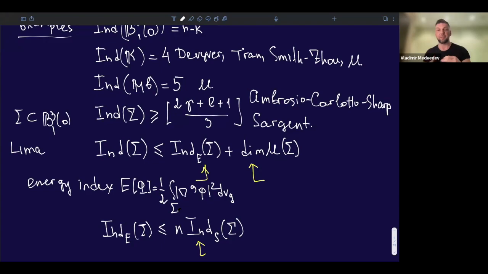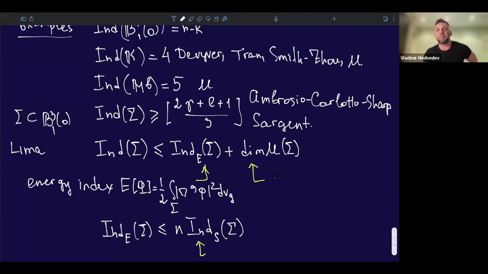By the way, its critical points are called free boundary harmonic immersions, harmonic maps. And you can also take the second variation, and the index of this form is going to be the energy index. So I'm going to give you the precise formula a little bit later.